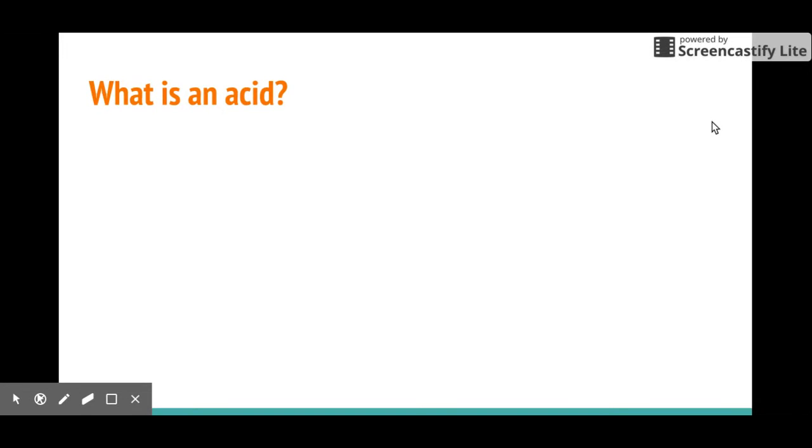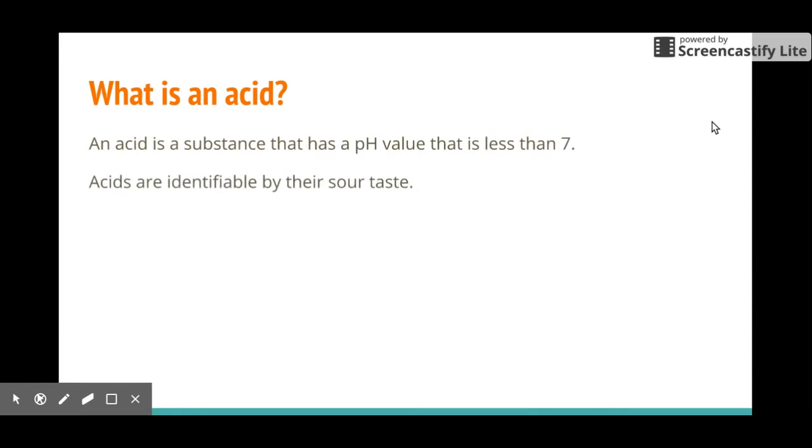Okay, so first we're going to start off by defining what an acid is. An acid is a substance that has a pH value that is less than 7, and acids are identifiable by their sour taste. So I do believe there has to be an experimentation portion of this project, and seeing as my assignment is about using formulas to name acids, I wasn't sure exactly what my experiment would be, but this is it. So we know acids are generally sour, so I'm going to test a couple of things to see if they are acids or not.